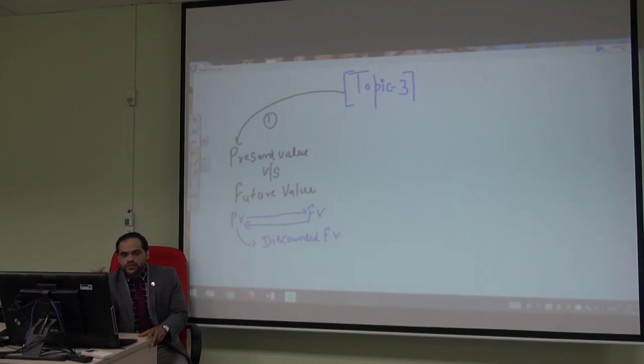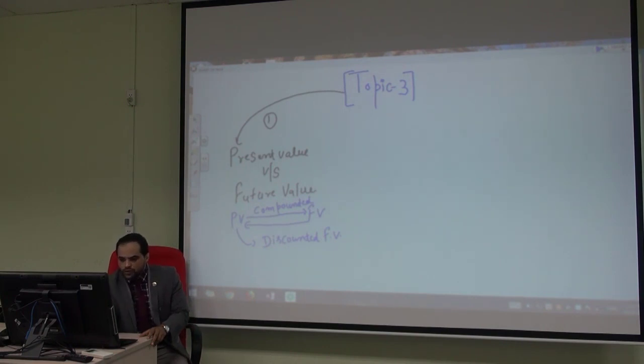Another way to explain future value is that if you compound the present value, that is called the future value. Compound means the interest increases the principal amount. The idea is that the principal amount is going to increase in the future, and whatever the value of the principal will be in the future is called the future value. So we can call it the compounded present value.